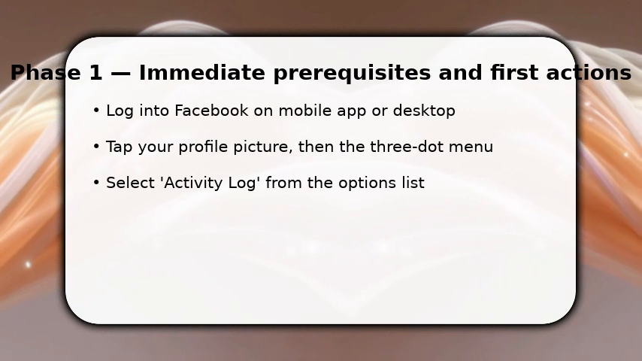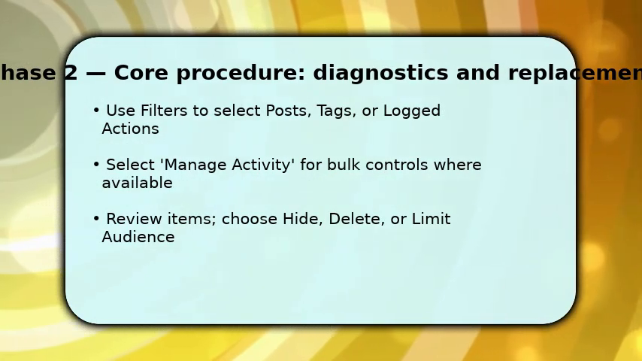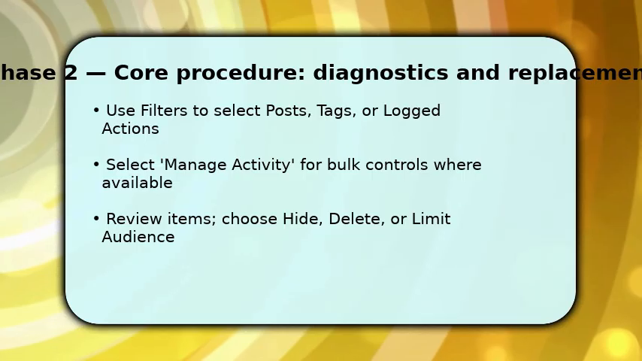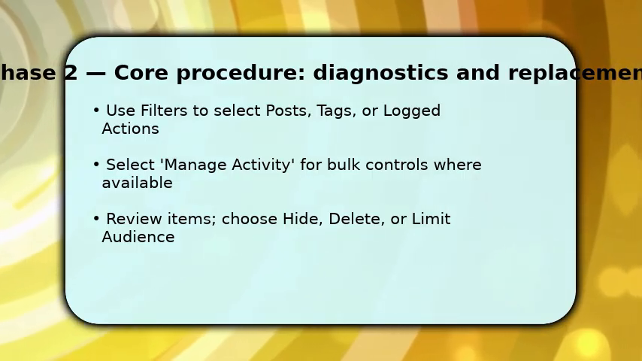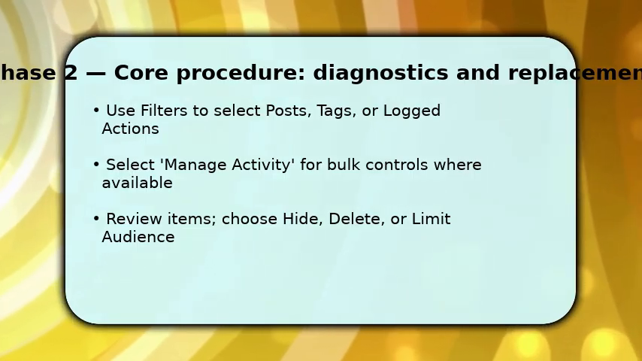Once inside Activity Log, use the Filters button to narrow to posts, tags, or specific actions. This saves time when you have many entries. Then tap Manage Activity when you see it. That enables bulk actions like archive or delete.